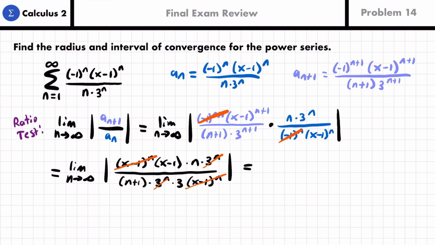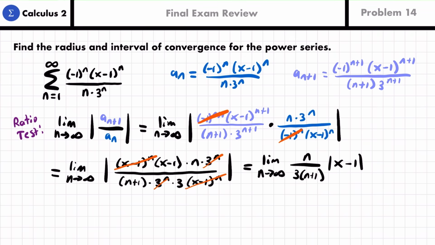This will be equal to the limit as n approaches infinity of n divided by 3 times n plus 1 times the absolute value of x minus 1. Okay, so we still have that n from the numerator, and then 3 times n plus 1 in the denominator, but then I separated that expression involving n from that quantity of x minus 1, which now has the absolute value bars around it. And now we can go ahead and evaluate this limit, right?